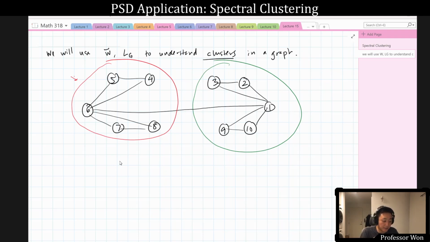Okay, so what we're going to talk about is cuts in graphs, and we're going to study an algorithm that will give us one cut, which will cut the graph into two pieces that are approximations of the two clusters in the graph. Okay, so let me just set up some notation, first of all.